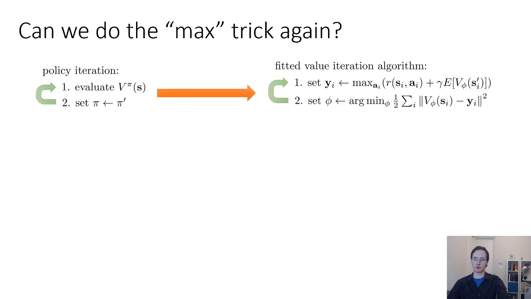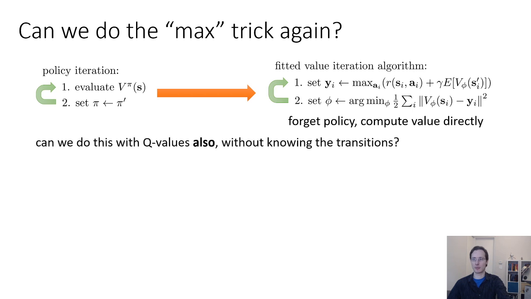So what we did before is we took policy iteration, which alternates between evaluating the value function in step 1 and setting the policy to be the greedy policy in step 2. And we transformed it to this other algorithm where step 1 constructs target values by taking a max over the Q values, and step 2 fits a new value function to those target values. So here we forgot the policy, we just compute the values directly. So can we do this with Q values also, but still retain this benefit of not needing to know the transitions?